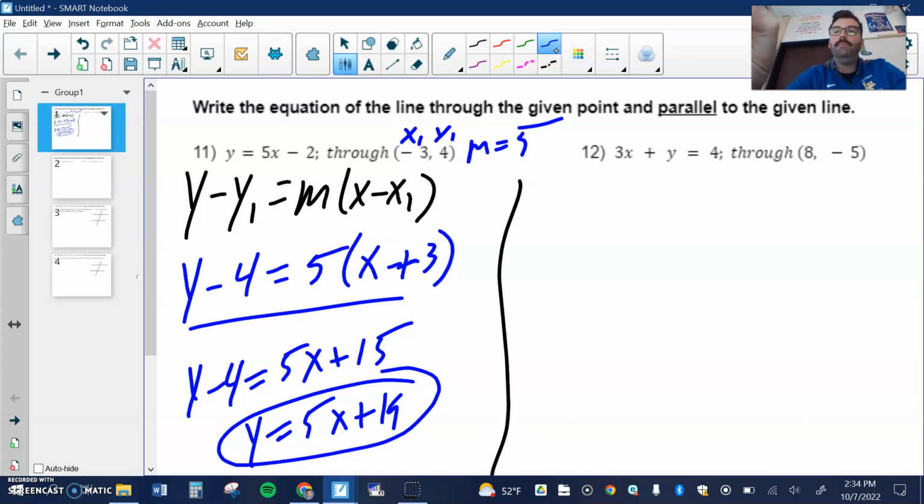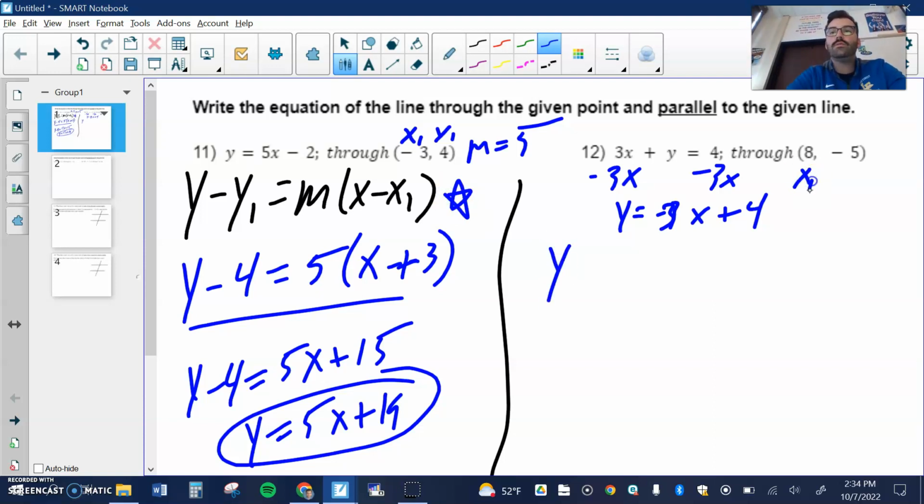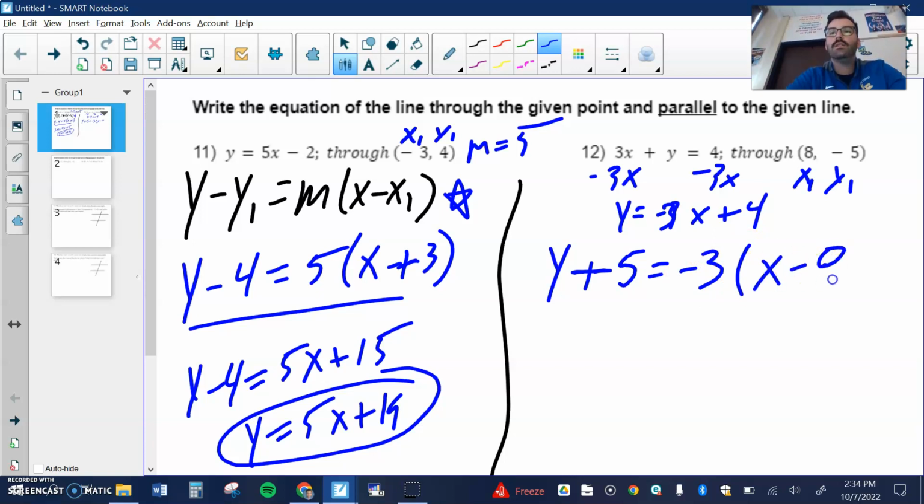All right, this one, number 12. Unfortunately, this is not in y equals mx plus b form, so I have to subtract the 3x so the y is by itself, and get y equals negative 3x plus 4. Let's use our point-slope form again. y minus negative 5 becomes plus 5 equals, parallel means same slope, negative 3 times x minus 8. There's your point-slope form.